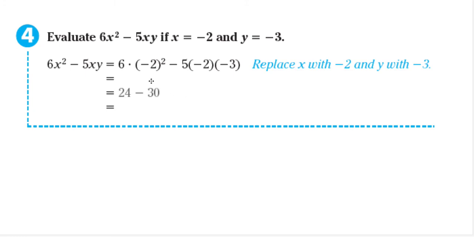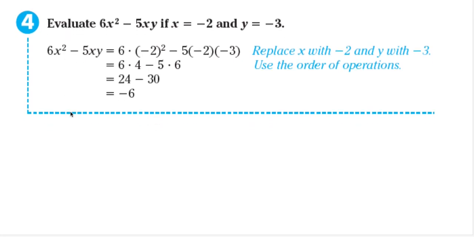Then we simplify further. Negative 2 squared is 4. We know that a negative times a negative becomes a positive, so this becomes negative 5 times 6. Using the order of operations, multiply before you subtract, this becomes 24 minus 30, and the value of this expression when x equals negative 2 and y equals negative 3 is negative 6. That's how we evaluate this particular polynomial.